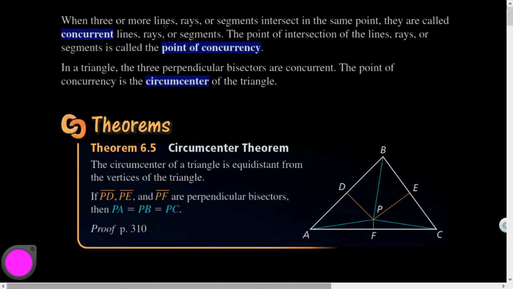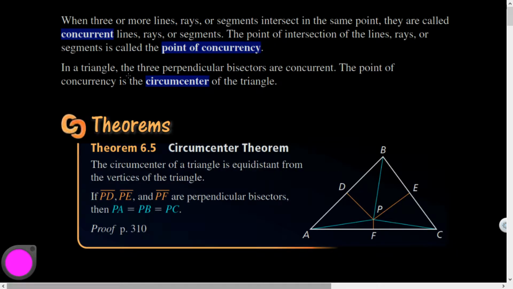So check this out. When three or more lines, rays, or segments intersect in the same point, they are called concurrent lines, rays, or segments. Now, notice they say three or more because two lines intersecting just happens all the time, so it's not very interesting. It doesn't really need a special word for it. But concurrent is interesting when there's three or more. The point of intersection of the lines, rays, or segments is called the point of concurrency. So here in this picture, you could see that there's a point of concurrency.